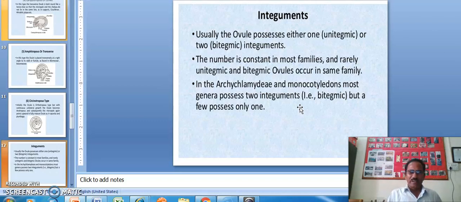Then integuments. Usually the ovule possesses either one integument, then it is known as unitegmic ovule, and when two integuments are present, then it is known as a bitegmic ovule. The number is constant in most families, and rarely do unitegmic and bitegmic ovules occur in the same family.